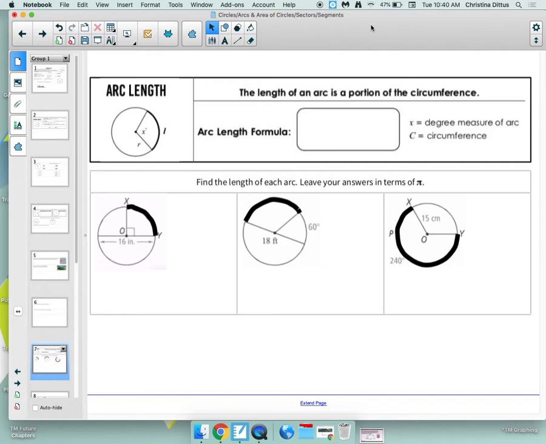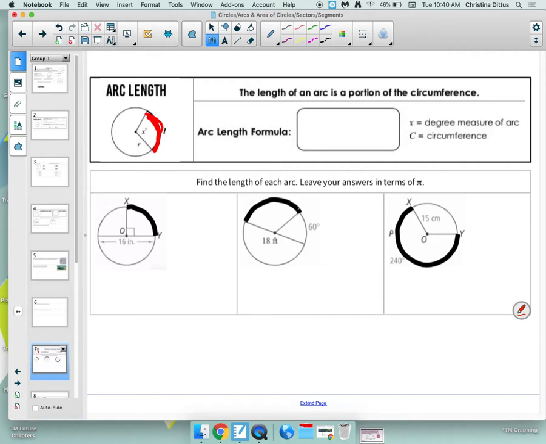All right, so we're finishing up circles and arcs and area of sectors. Arc length is kind of like our circumference, but it's only a portion of our circumference. So arc length is this little part of our circle right there, just that outside part. There's no area to it or anything. It's just a part of the circumference. Remember, circumference is kind of like the perimeter of a circle.